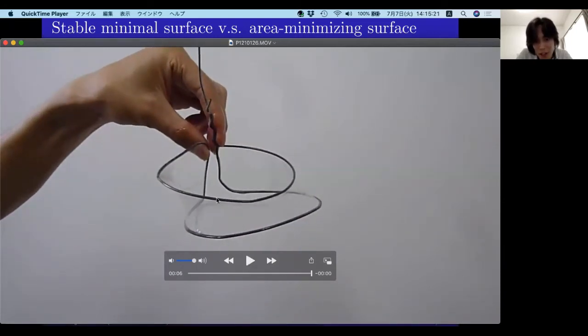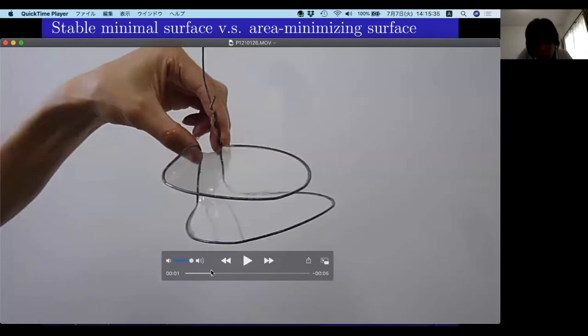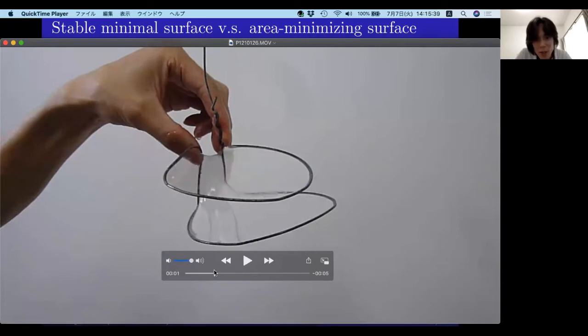Can you see? Now this surface looks like part of a catenoid. Okay. First, the surface is like this: two horizontal planes connecting with a tiny neck, a tiny bridge.